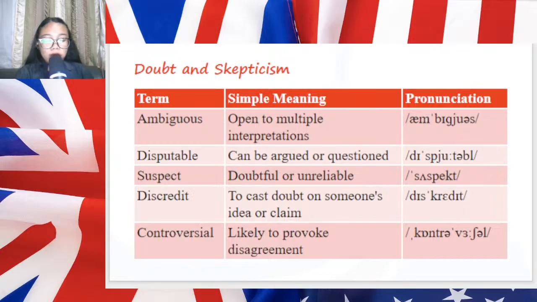All in all, we put them together. We say it as controversial. We stress on ver, the third syllable. Avoid saying controversial with equal stress on every syllable. That's unnatural. So we say it as controversial. And I think that's the last word. Yes, it's the last word for doubt and skepticism.